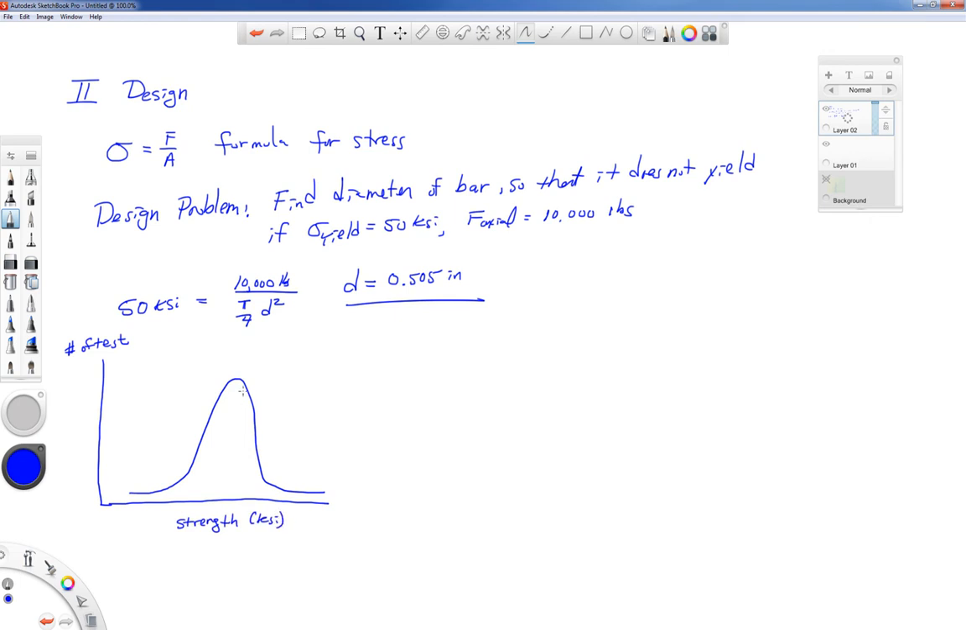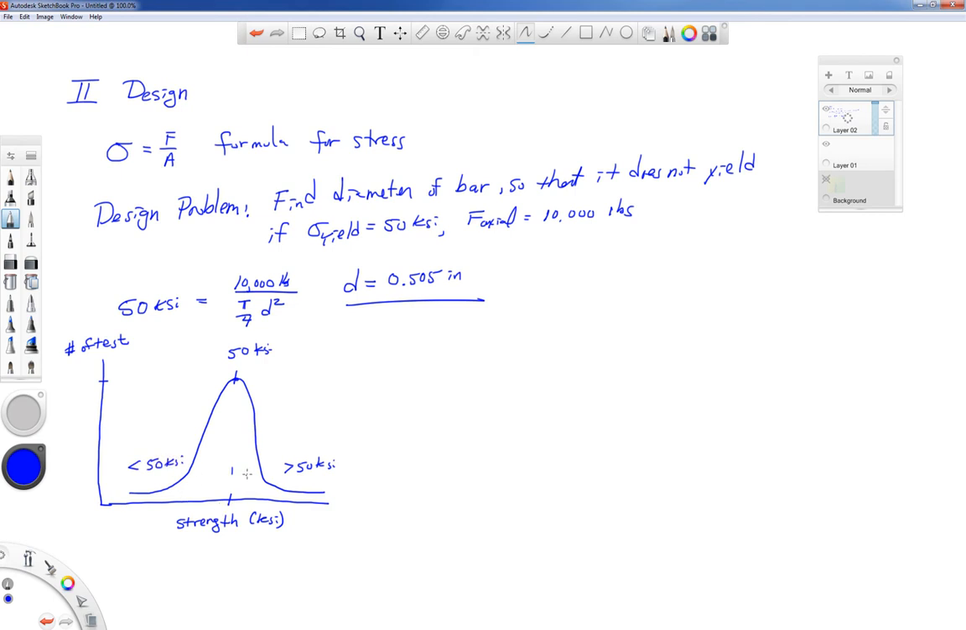And so what's often reported is the average value. And so this might be 50 KSI right here. So if we test a whole lot of these specimens, we might find that the average is around 50 KSI and the mode is around 50 KSI. We have the most specimens that fall at this value. But we have some that are a little bit stronger. And we have some over here that are not very strong, potentially even much less than 50 KSI.